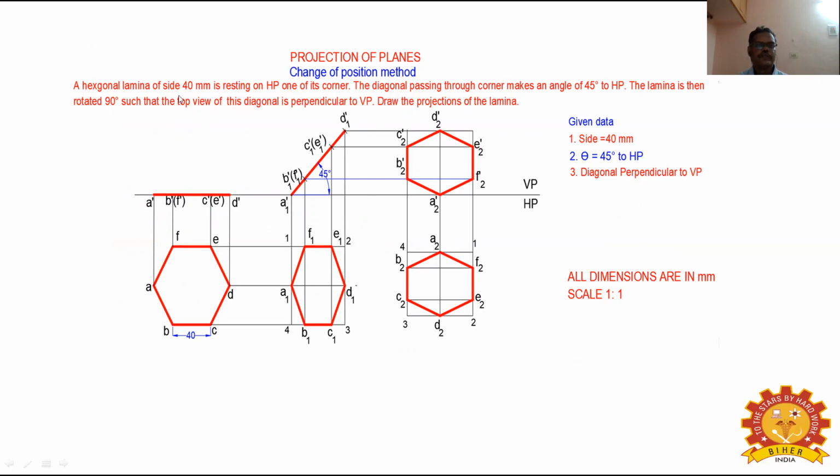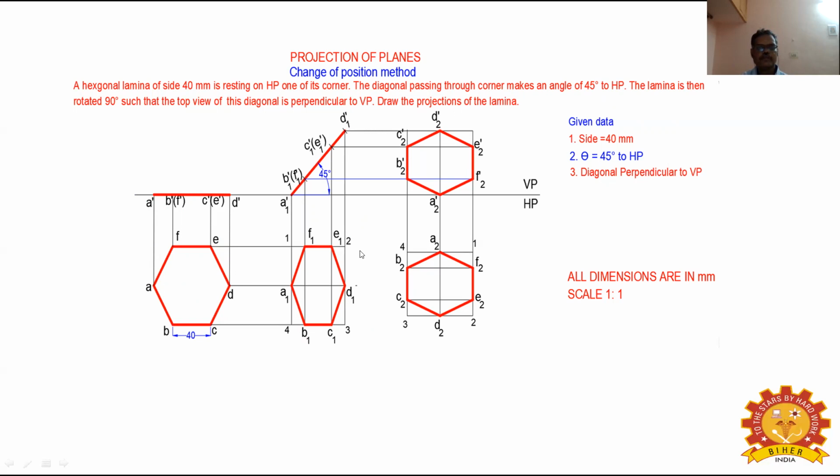A hexagon lamina of side 40 mm is resting on HP on one of its corner. The diagonal passing to the corner makes 45 degree to HP. And the lamina is rotated 90 degrees such that the top view of the diagonal is perpendicular to VP. Draw the projection of the lamina.